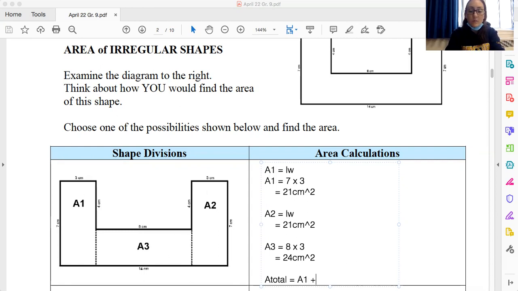Okay, so A1 plus A2 plus A3. Okay, so you're going to do 21 plus 21 plus 24. And that is going to give us a total of 66 centimeters squared.